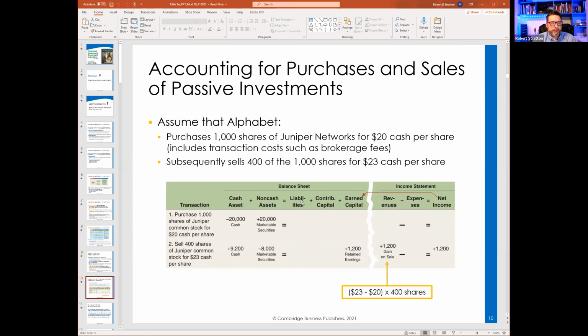In this example here, they purchased 1,000 shares at $20 per share. So they used their cash, so cash asset went down, and their non-cash assets, these shares that they own, worth 20,000, are put in non-cash assets. And then at some time later, they sell 400 of those shares. So they got this cash in 9,200, and then they lowered their non-cash assets by the number of shares at the book value, which is 8,000, and then they recognize the gain of sale of 1,200. So on the balance sheet, it goes into retained earnings, and then on the income statement, revenues of 1,200 there. So interesting little twist there.